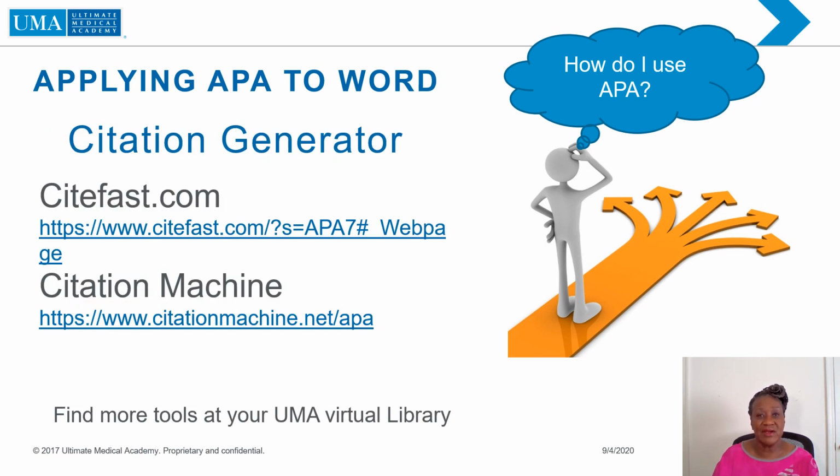As I stated, there are many different types of citation generators, and I'm just going to review just a few of them. The first one is CI1000, and then the second one is Citation Machine.